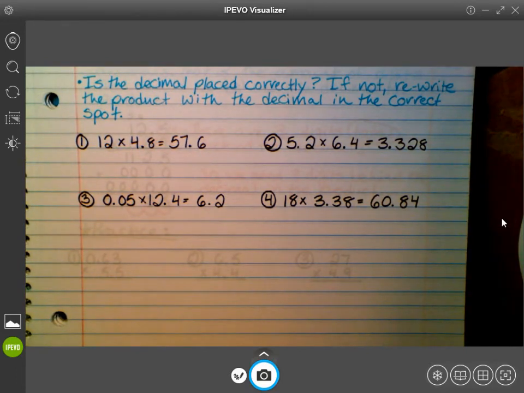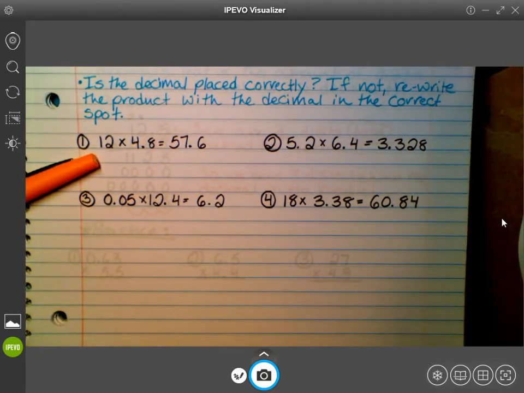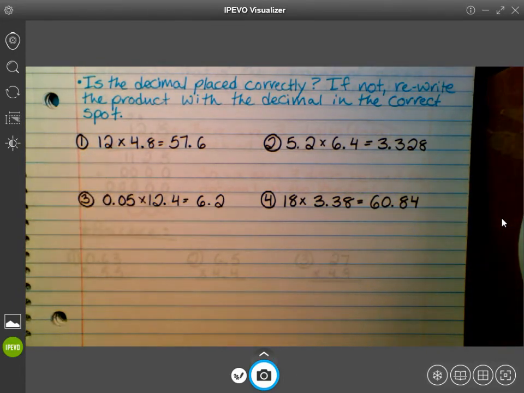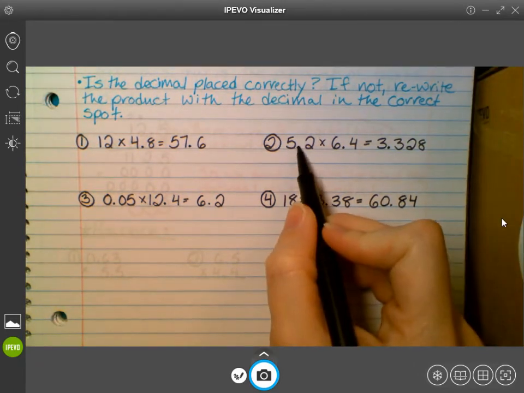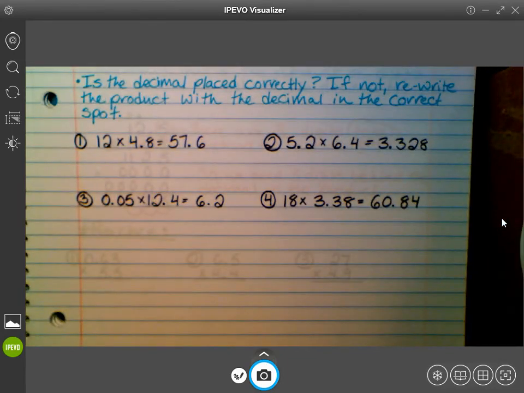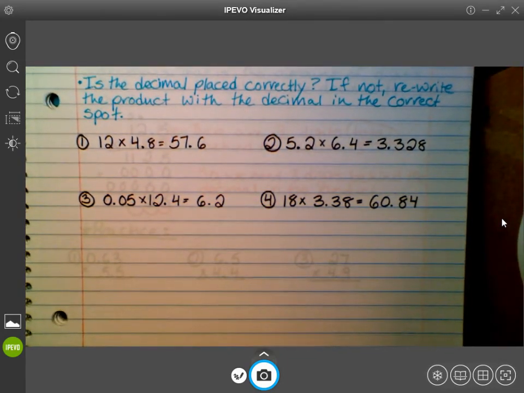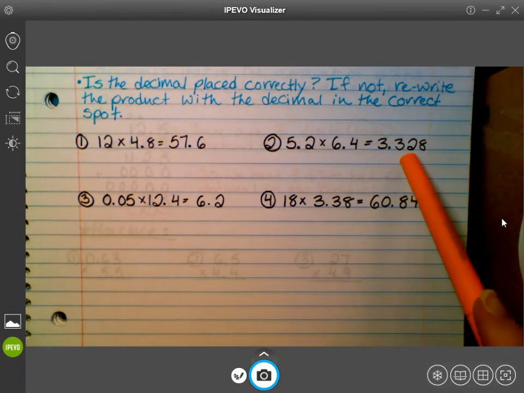All right, so number 1, 12 times 4 and 8/10, and they say it equals 57 and 6/10. So then when you look at number 1, you'll have to determine, is the decimal in the correct spot? All the digits in the answers are correct. You're looking at the decimal and asking, is it in the right spot? Number 2, it says 5 and 2/10 times 6 and 4/10 equals 3 and 328,000. So you need to decide, is that decimal in the right spot?